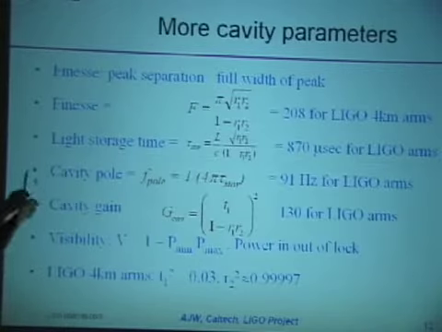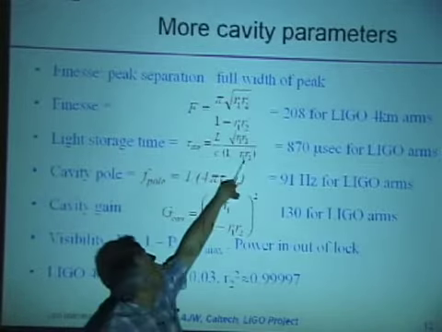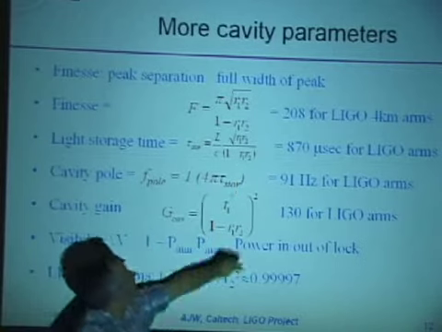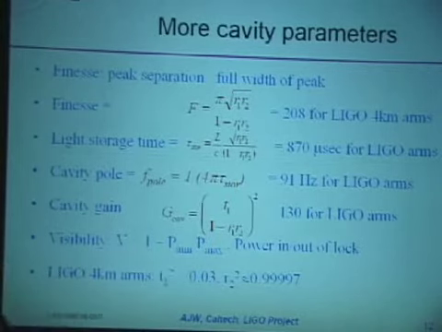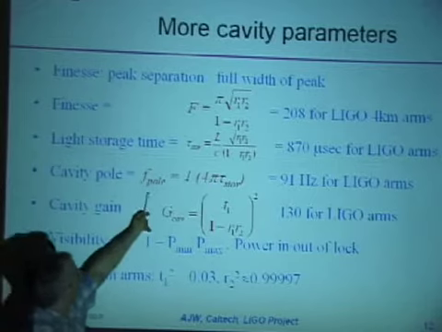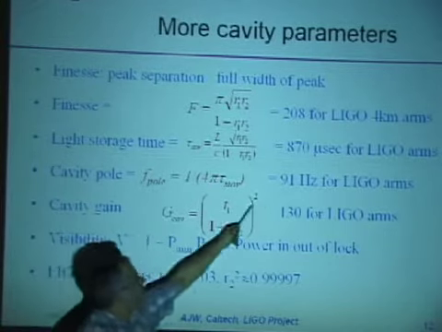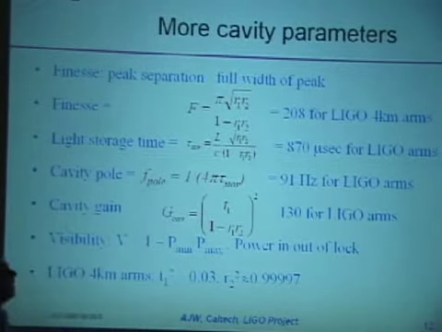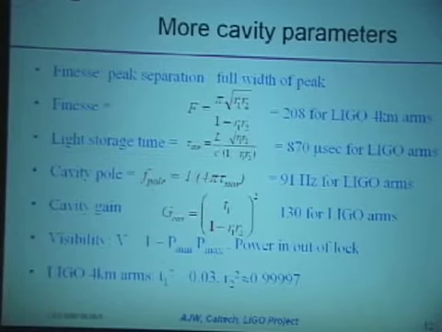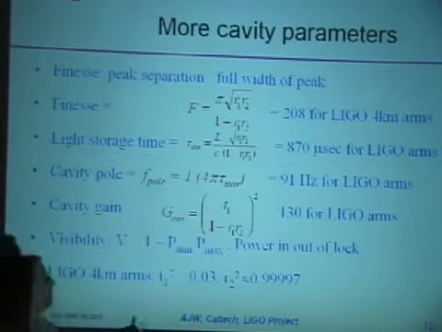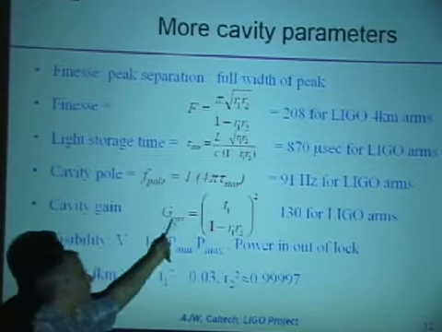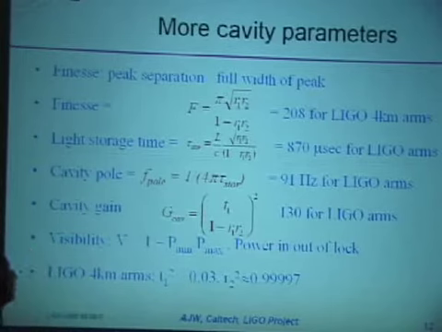So light storage time, again, when 1 minus R1 R2 goes to 0, the light storage time can get very large. These are the numbers for LIGO. The pole frequency can get very small. It's 91 hertz for LIGO arms as R1 and R2 approach 1. The cavity gain, that's the ratio of the electric field magnitude squared, the intensity of the electric field in the cavity, divided by how much is going into it. This can get very large. It's 130 for the LIGO arms.